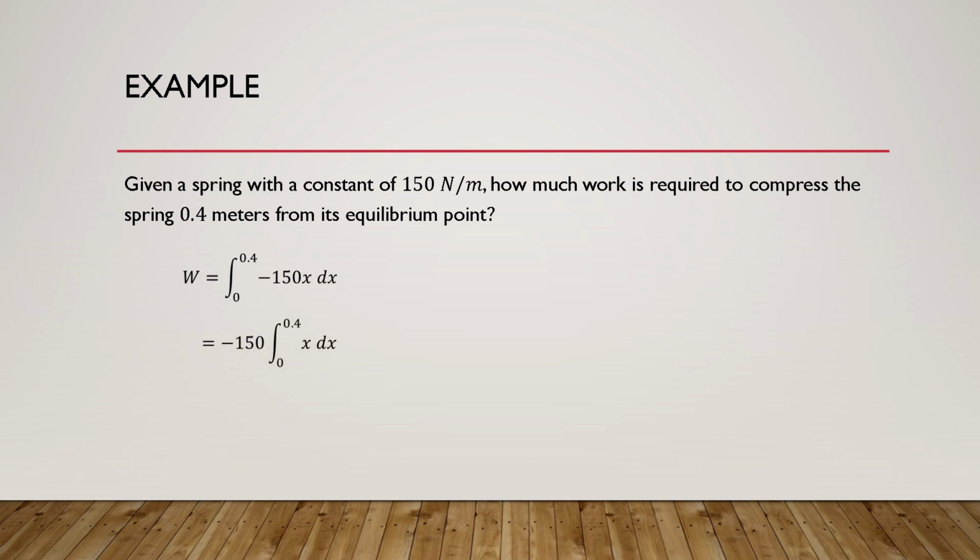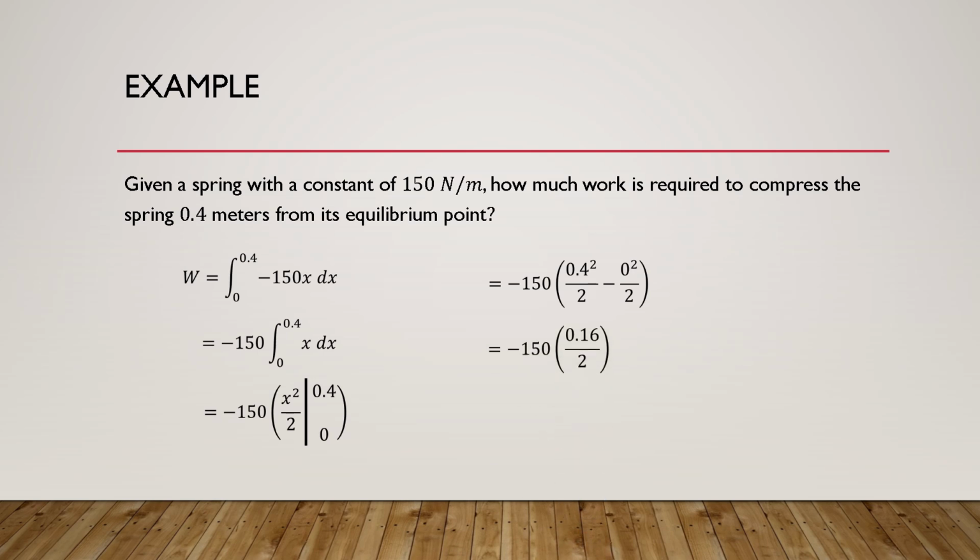Then we take the integral, giving us negative 150 times x squared over 2 evaluated from 0 to 0.4. Or negative 150 times the quantity of 0.4 squared over 2 minus 0 squared over 2, or negative 150 times 0.16 over 2, simplified to negative 150 times 0.08 or 12 joules. The negative implies work in the compressed direction, which would still be 12 joules whether we compress it or expand it.